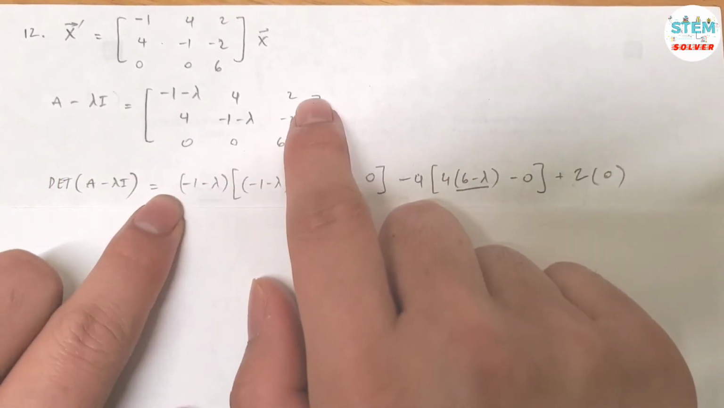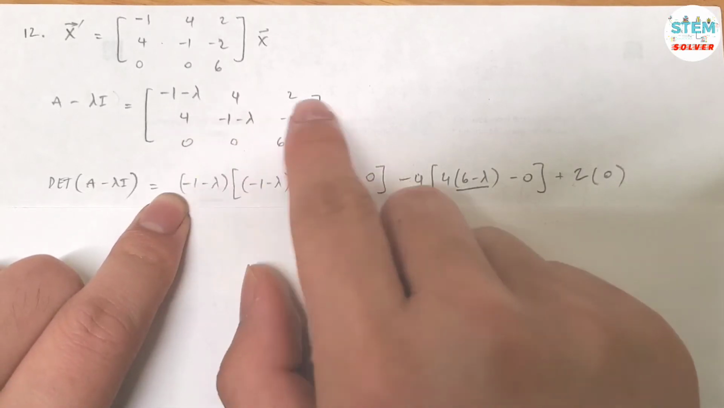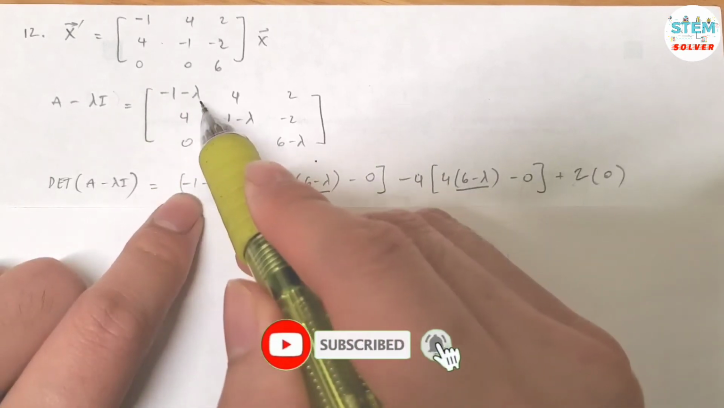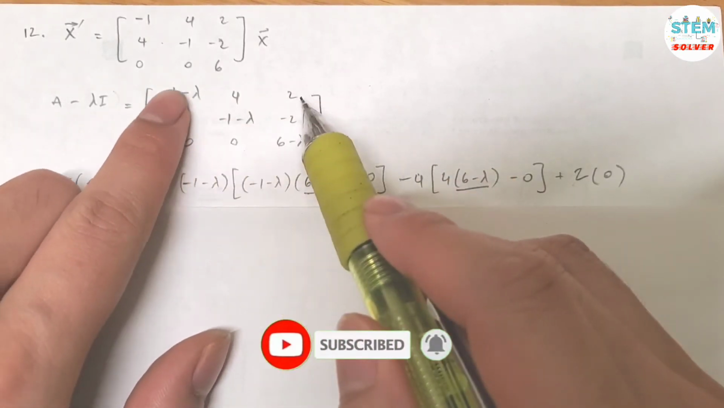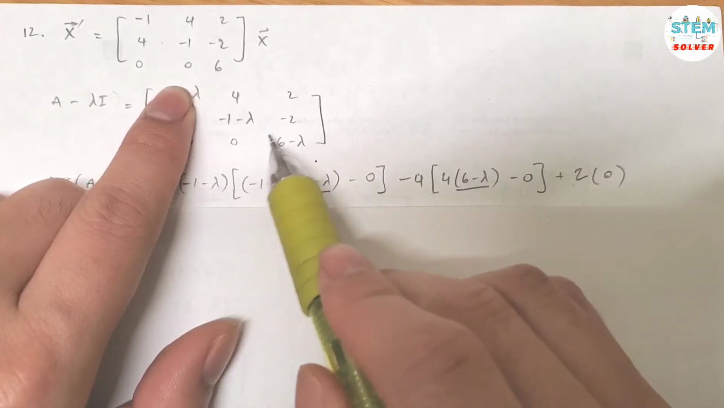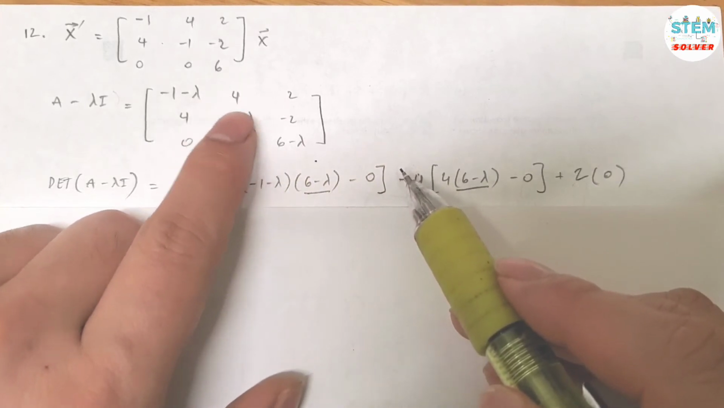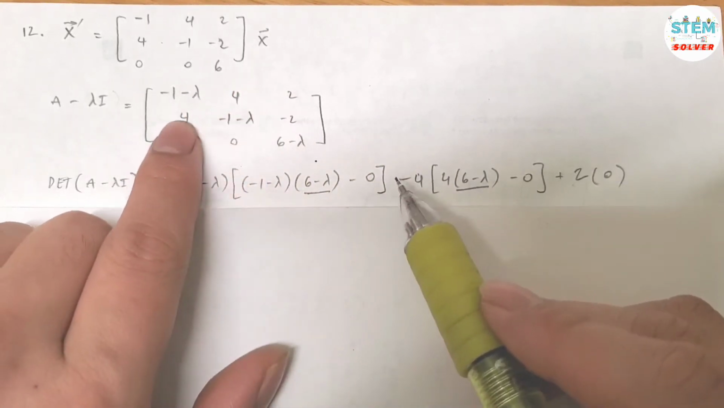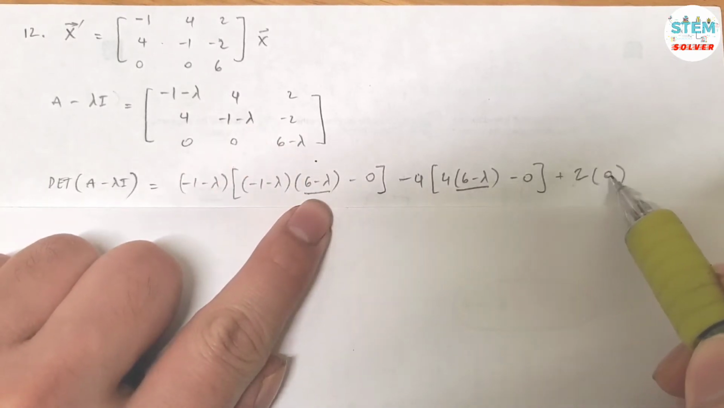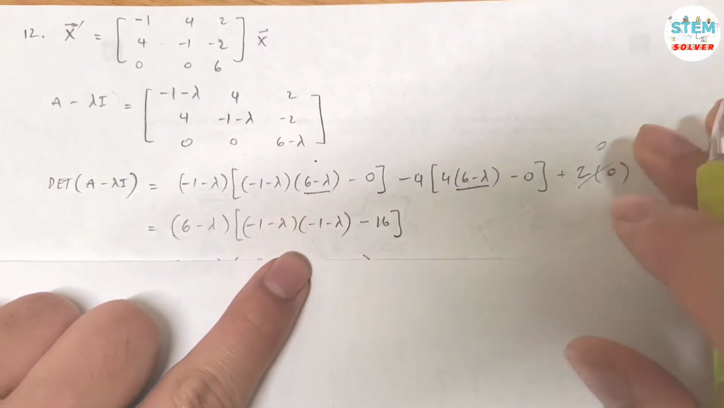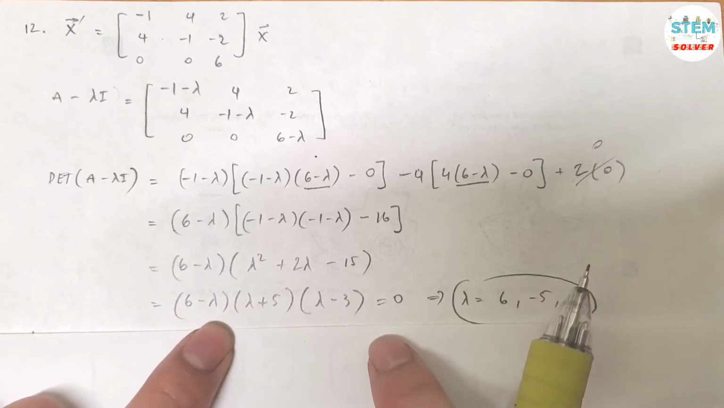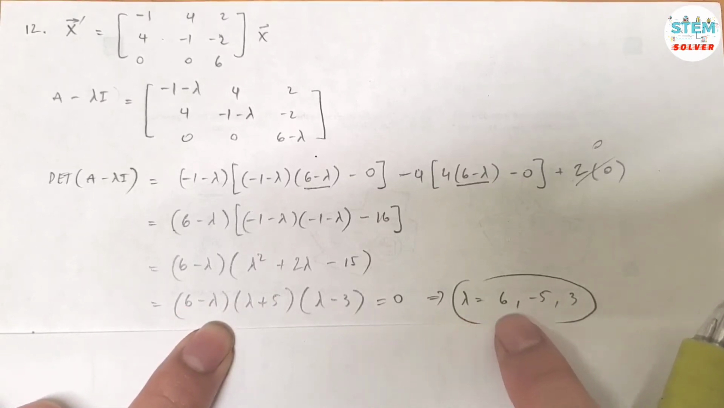So I'm going to work across the row here. So you have -1 minus 1 lambda times, covering this column and this row, -1 minus 1 lambda times 6 minus lambda minus -2 times 0, which is 0, minus 4 times, covering this row and this column, 4 times 6 minus lambda minus -2 times 0, which is 0, plus 2 times 0, which is 0. Then you distribute this out, simplify it, and you will get this. Set it equal to 0, and then solve for lambda. You will get lambda equals 6, -5, 3.